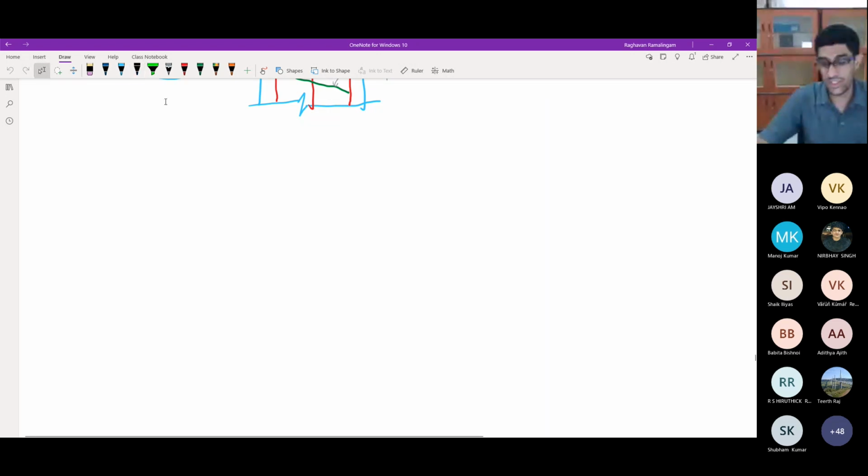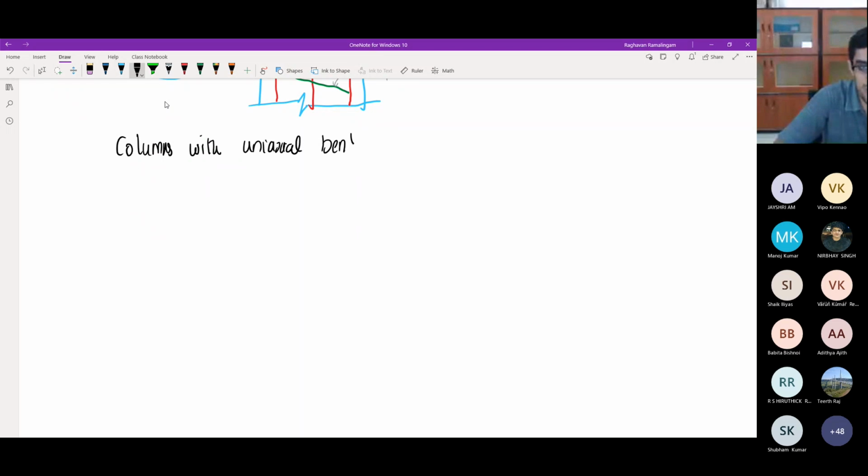Okay, so continuing from this, today's class we are seeing one step after it, which is columns with uniaxial bending.